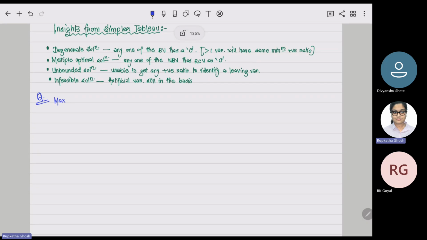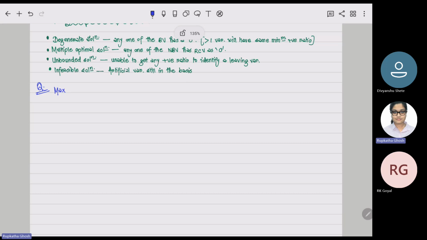Now I'm giving you a max problem, okay? So max 32x1 plus 36x2 subject to x1 <= 15, x2 <= 25, 2x1 plus 4x2 <= 90, 2x1 plus x2 <= 48, and x1, x2 >= 0. Solve this using simplex. Can you do it in your homework?